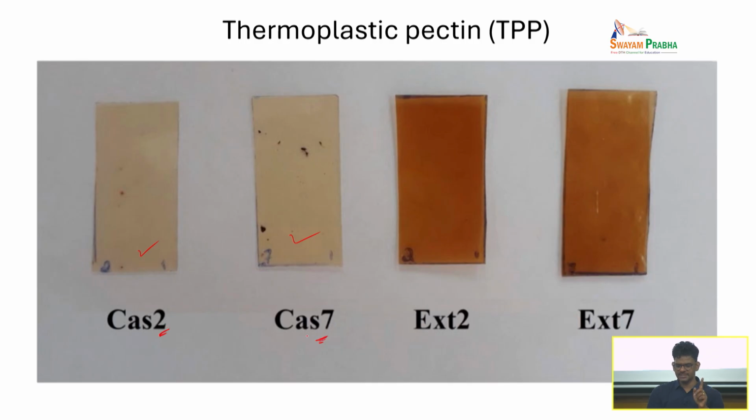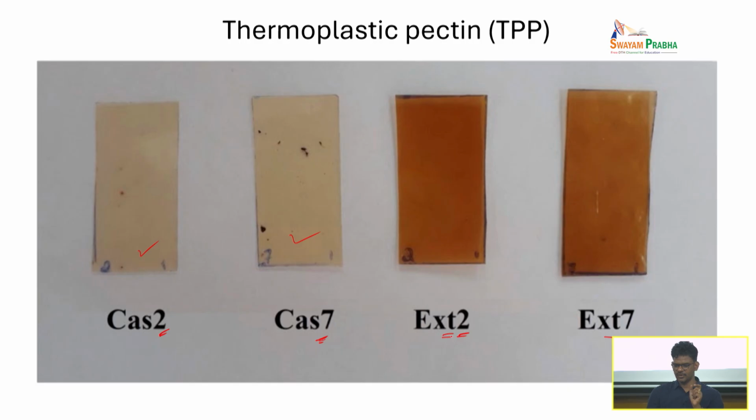And this is same as that, but the pH here is 7. Now they have done 2 more experiments which is based on extrusion. So they make this thermoplastic pectin and then they use this hydraulic press to form a film. These 2 are actually made with the 2 different pH of the original solution. Okay, and you can see there is a small color change.